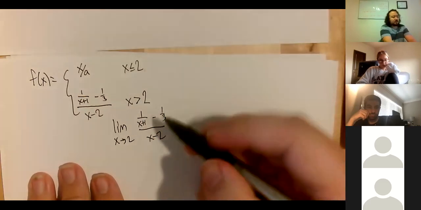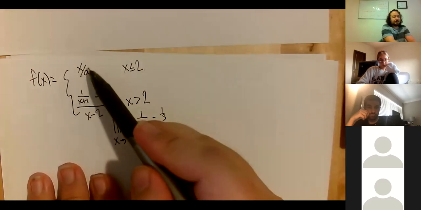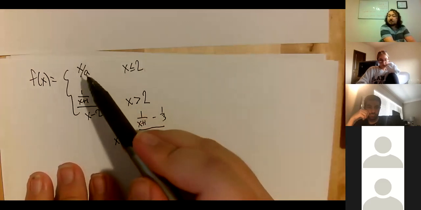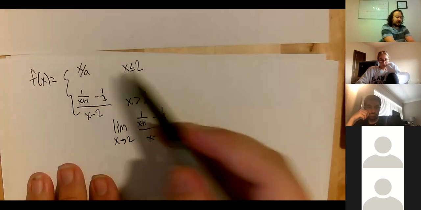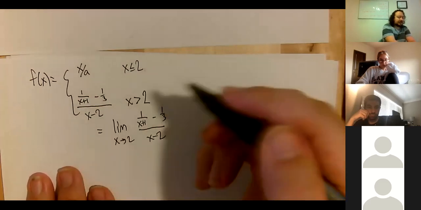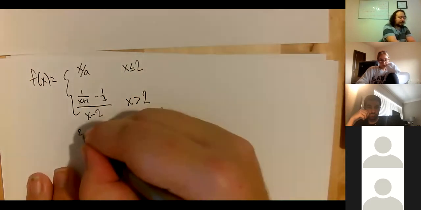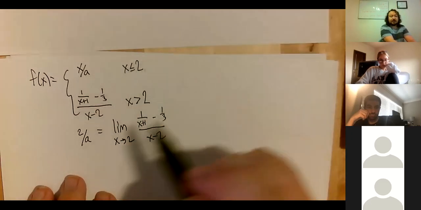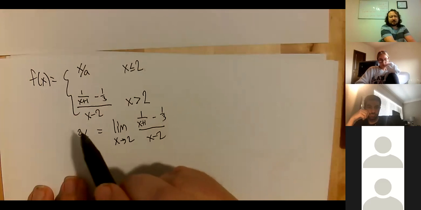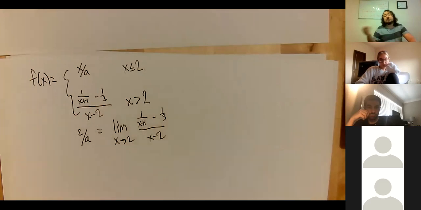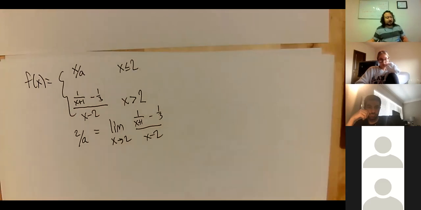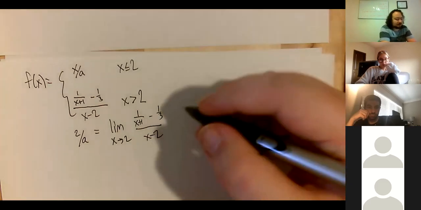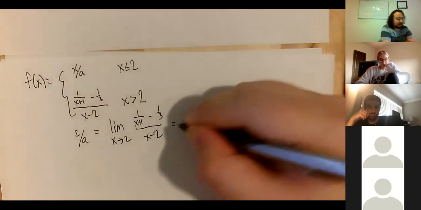And whatever that is, that's what this needs to be coming from the other side. So whatever we get for this, this needs to equal 2 over a, because it needs to agree with the side over here. So whatever this limit ends up being, it needs to be 2 over a, or we need to pick our a such that those are the same. All right, so let's see here.